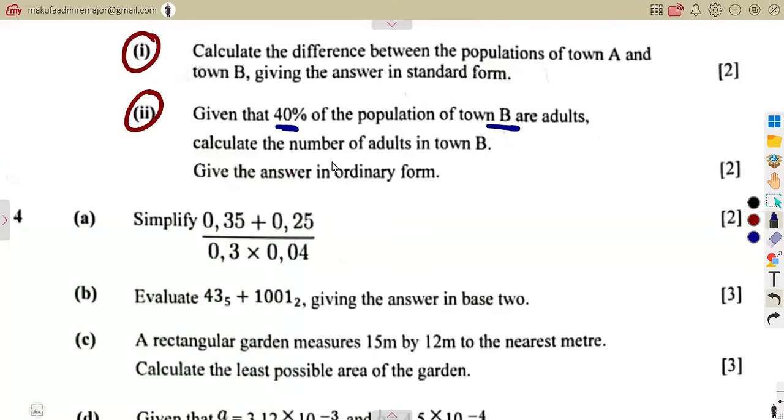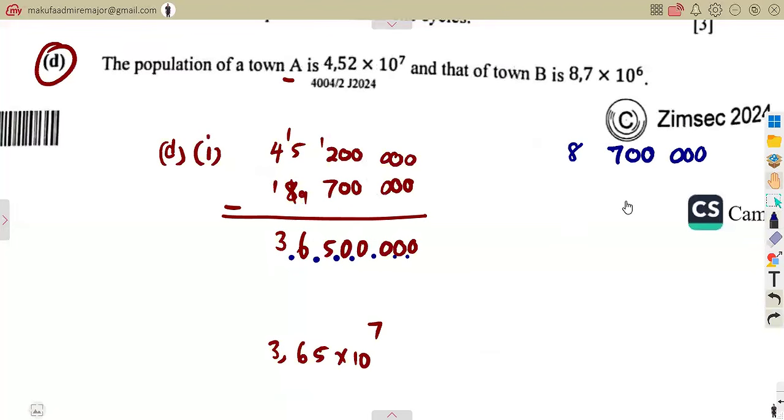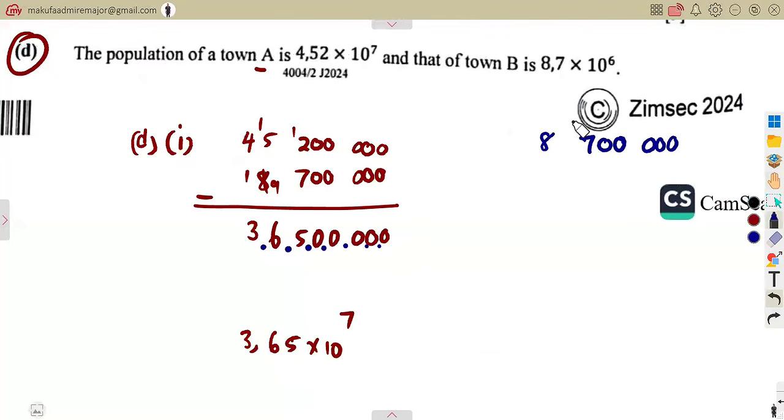Given on item 2, you're given 40% of the population of town B are adults. Calculate the number of adults in town B. The 40% represents the adults, so that is the one that you need. And give the answer in ordinary form, meaning to say you're supposed to work this in ordinary form. Remember, this was the population for town B, and we are given that 40% of these are adults. So it simply means 40 over 100 times the number of people in town B.